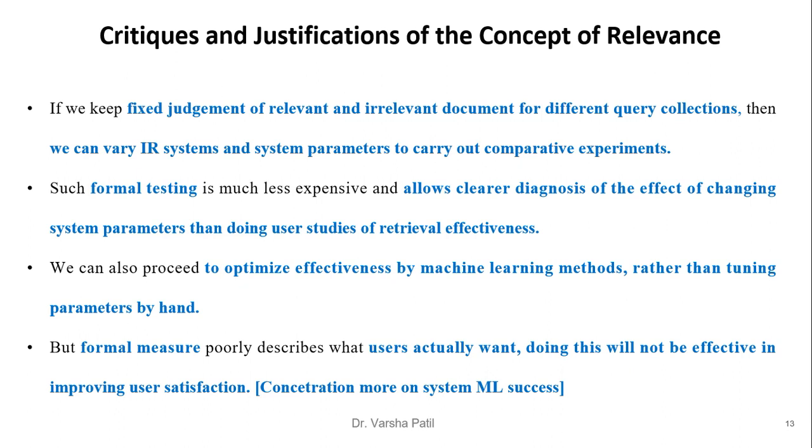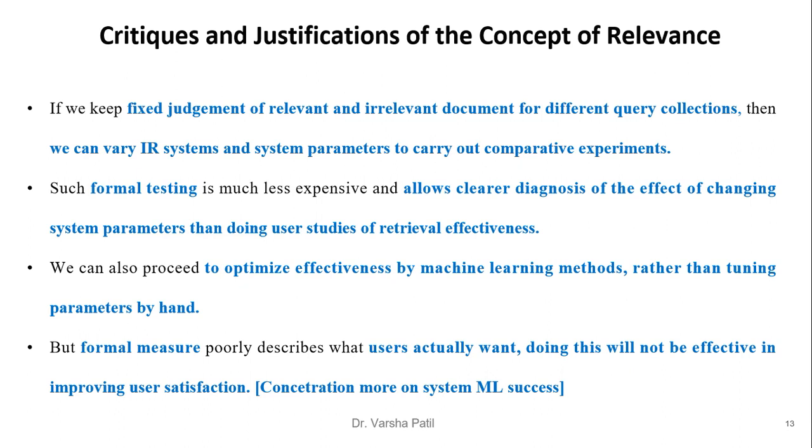We can also proceed to optimize the effectiveness by machine learning methods rather than tuning the parameters by hand. So it may happen that instead of just changing the parameters and seeing the changes in the result, we can go for new machine learning methods which will give more accurate results. But here we are thinking only of our side, that is the development side.